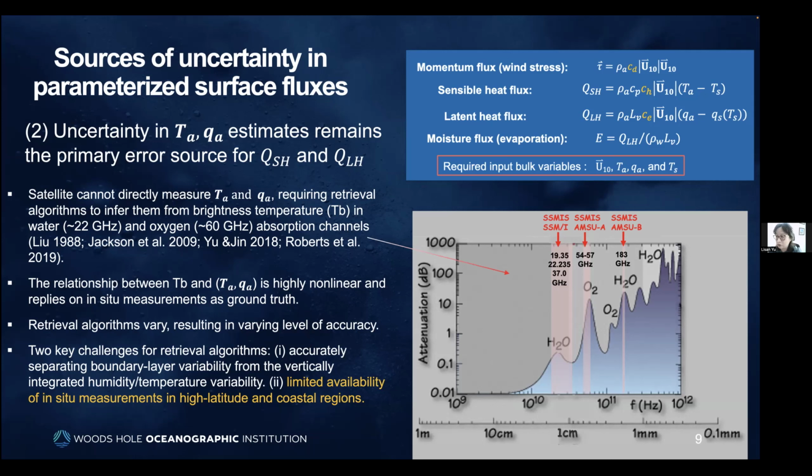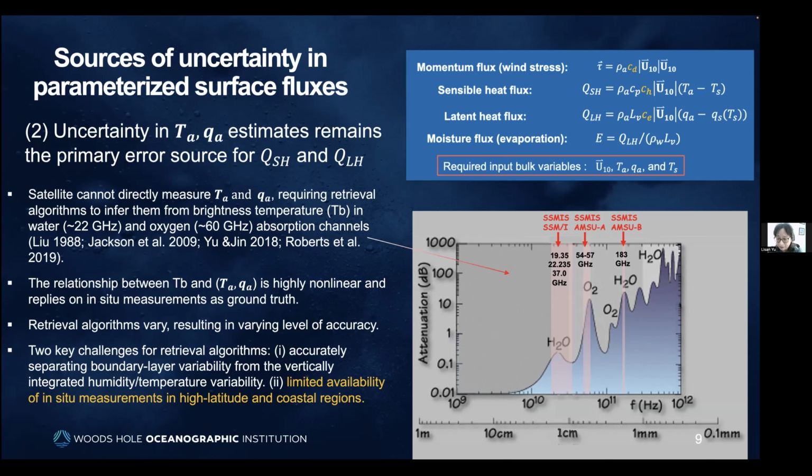And that is also the channels we use in inferring the relationship between brightness temperature and the surface humidity and temperature. But this relationship, the TB basically measures integrated water vapor and temperatures in the total atmospheric column. So the relationship between TB and the air temperatures, the surface air temperature and the humidity is highly nonlinear and relies on individual measurements as the ground truths.